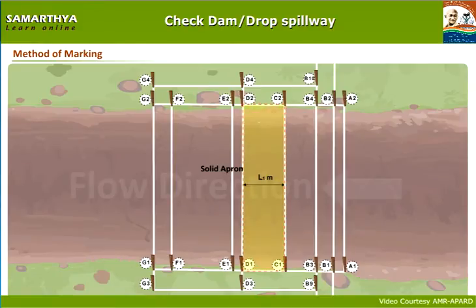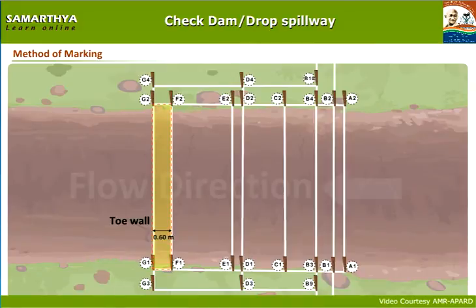The center portion of C1, C2, D2, D1 shows solid apron. The center portion of D1, D2, E2, E1 shows 0.30 meters length downstream side cutoff wall. The center portion of E1, E2, F2, F1 shows 2-meter length loose apron.